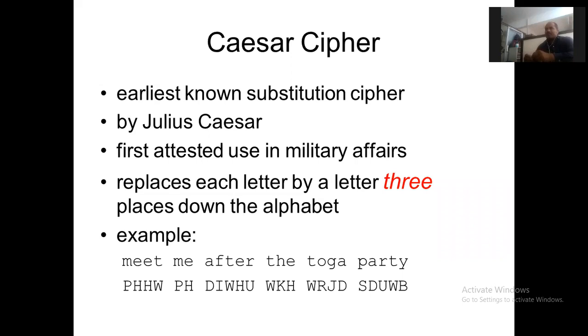Now this is the Caesar cipher. I think we have already covered this point in the previous lecture. This is a very easy algorithm, the Caesar cipher. At the time of the practical session, you have to implement the algorithm; you have to write the program for a Caesar cipher. This is the earliest known substitution cipher. It was the very first, invented by Julius Caesar, and it is the first attested use in military affairs.